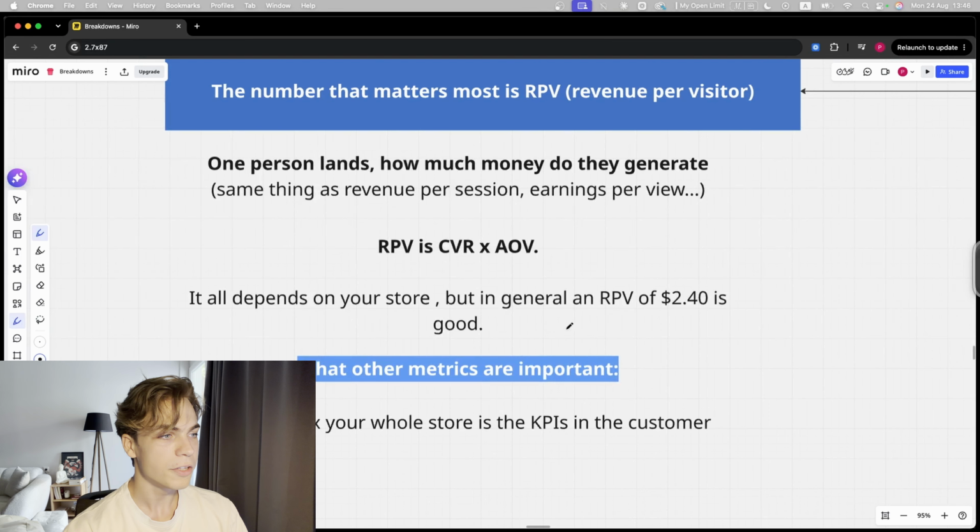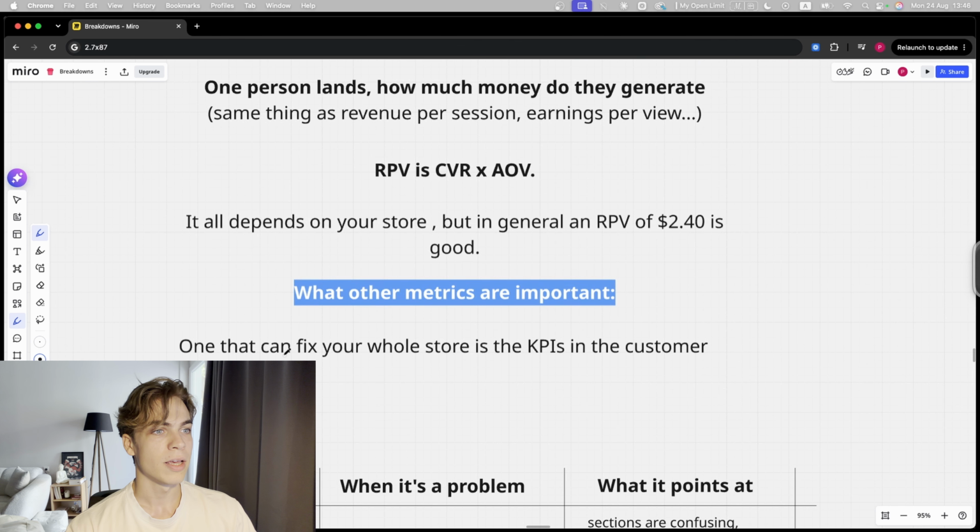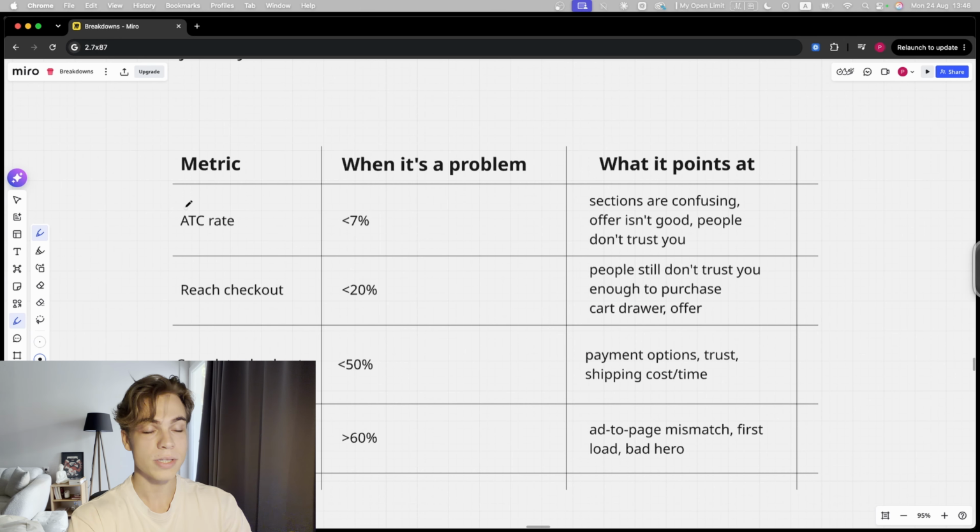And what other metrics are important? Other than RPV, as I said, focus on that: focus on increasing the conversion rate, focus on increasing the average order value. But other than that, what I want you to look at are the KPIs in the customer journey. I'm going to show you all of these things much more clearly later on, but for now I want to get the theory out of the way, okay? So add to cart rate, you've probably looked at this in Shopify, and I'd say it's a problem when it's below 7%.